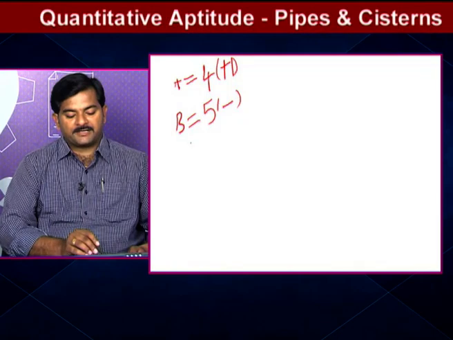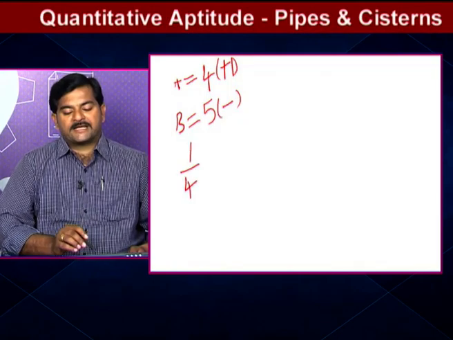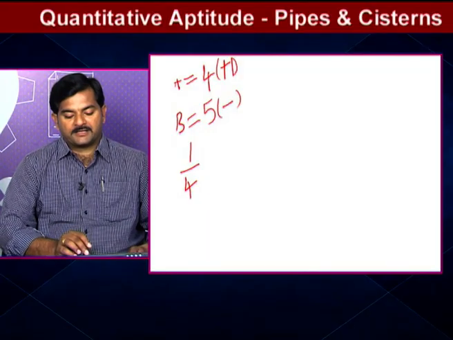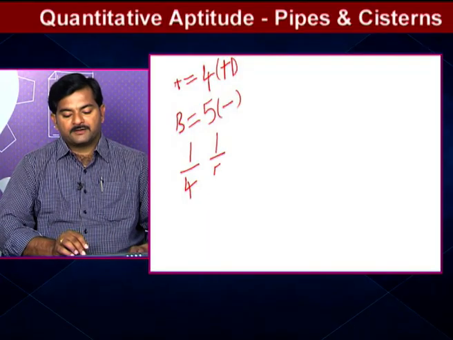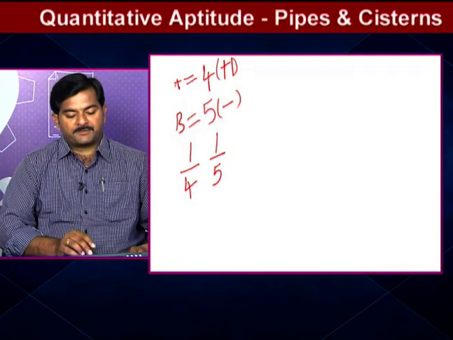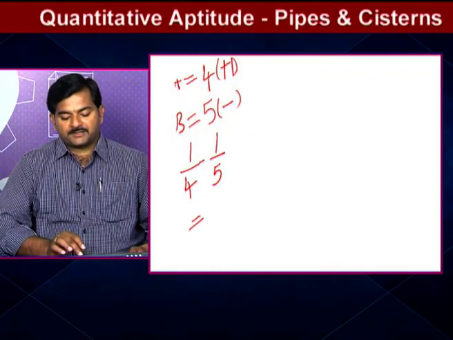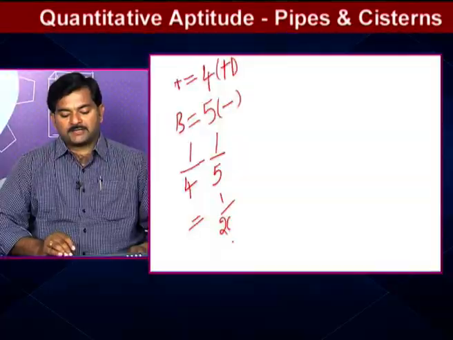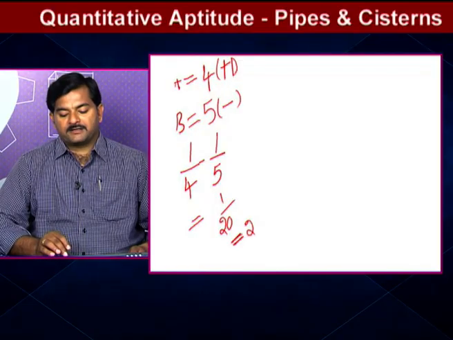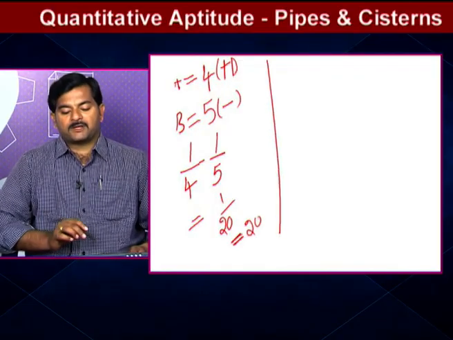So the first pipe A's 1 hour work is 1 by 4. The second pipe's 1 hour work is 1 by 5. But since the second pipe is emptying, I am taking minus. If I do cross multiplication, you will get 1 by 20. So what does 1 by 20 mean? Both pipes together fill 1 by 20 of the tank in 1 hour. So the total tank can be filled in how many hours? 20 hours. Okay, this is one way.